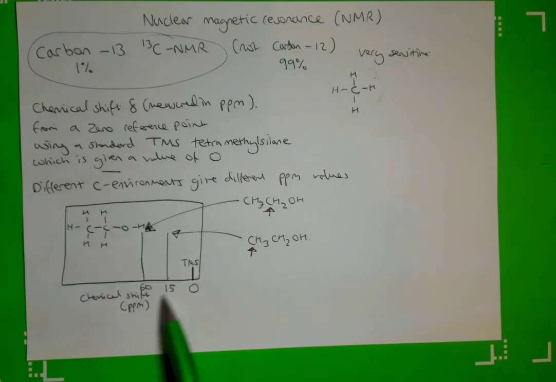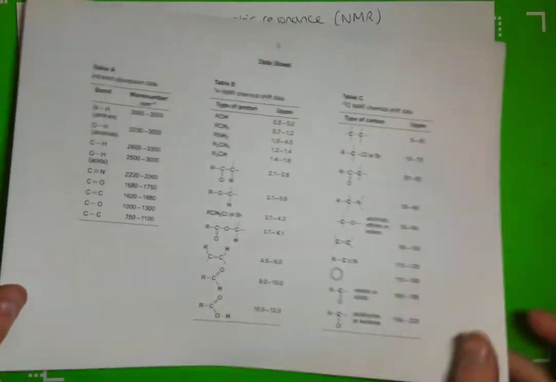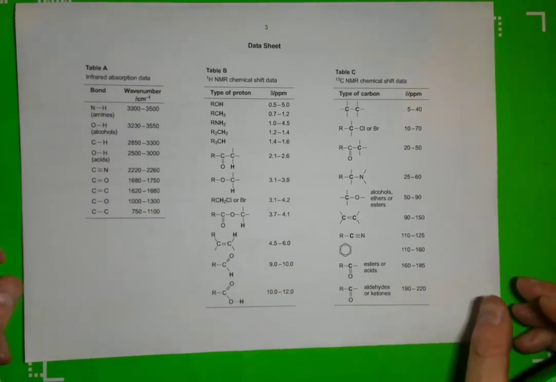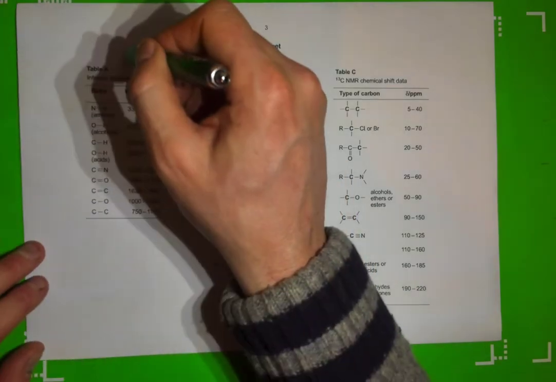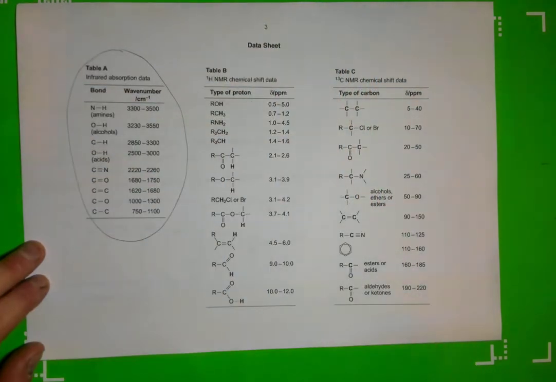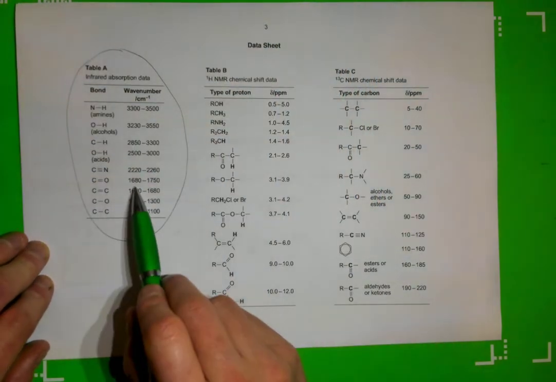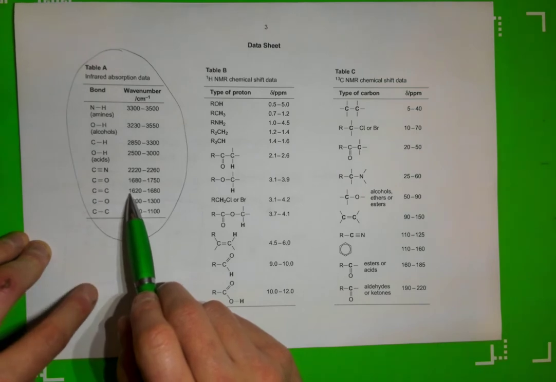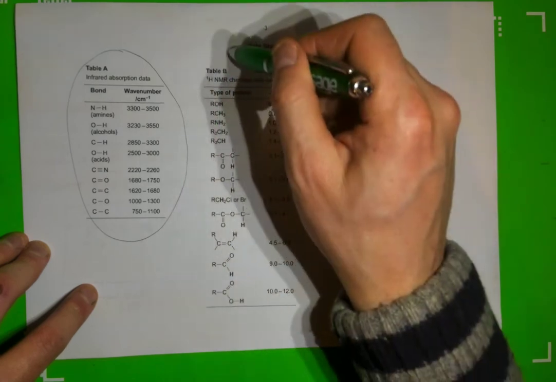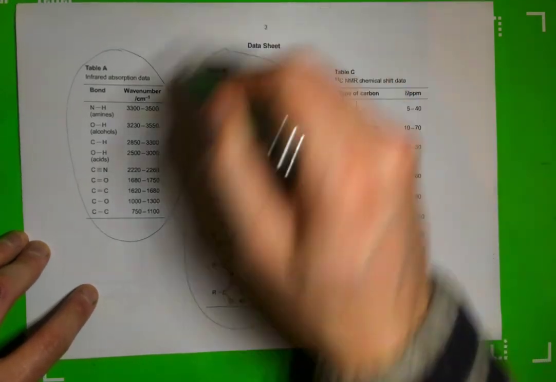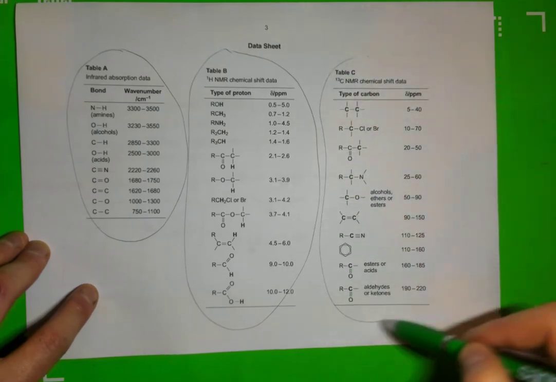Now, luckily we don't have to remember all these chemical shifts, because we get that in our data sheet. So if we have a look at our data sheet, we can see here on the back of our periodic table, we've got various tables. So we know about the infrared. We do that at AS. Again, you'll be using that though in some of your year 13 questions. We've got proton NMR. See, there's a proton there, which I'll cover in the next video. And we've got carbon NMR. So we're looking at carbon NMR now.